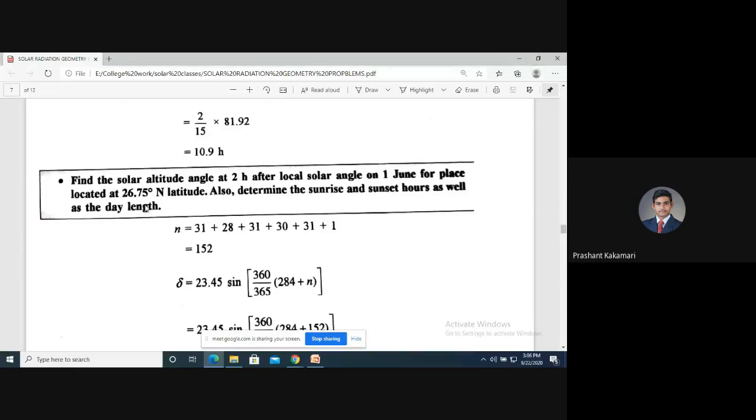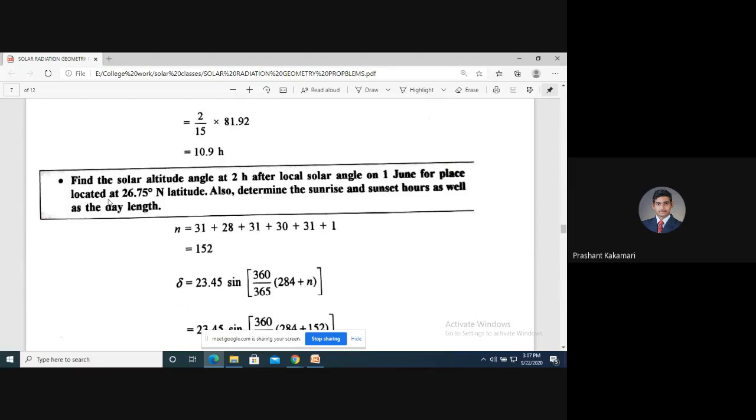Next, there is a question: find the solar altitude angle alpha at 2 hours after local solar angle on 1st June for a place located at 26.75 degree north latitude. Also determine the sunrise and sunset hours as well as the day length. Yes, this you note down. Next to that problem, you just note down.